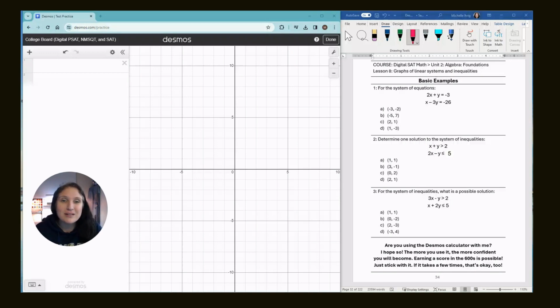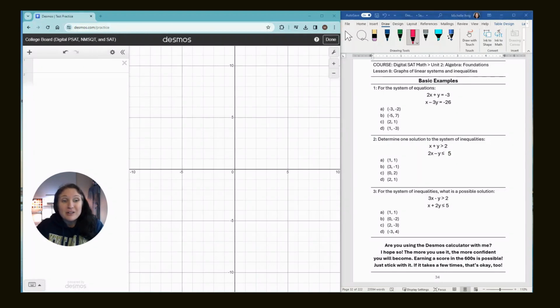And right now my focus is on the PSAT and the SAT math portion by using the Desmos calculator. Right now we're doing Khan Academy's Unit 2, Lesson 8 on graphs of linear systems and inequalities. So hopefully you linked College.world to Khan and you have an orange box. If you have a bright purple box, maybe you should find another lesson, but I love that you're here and you'll watch.